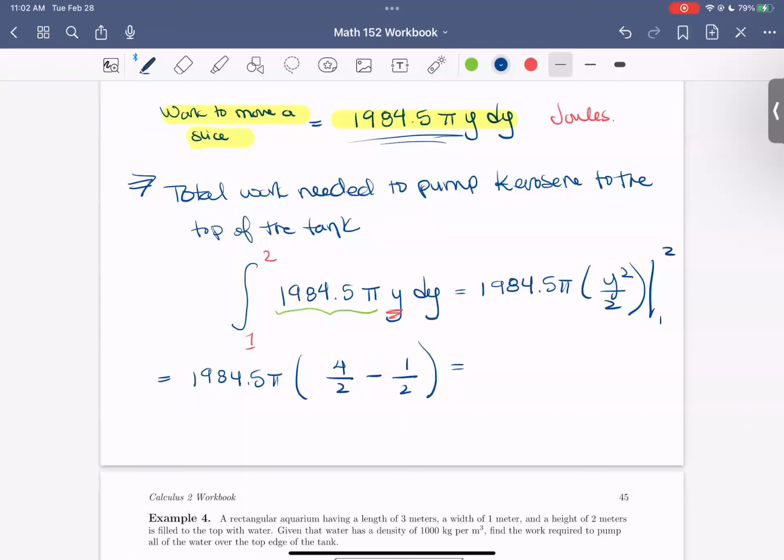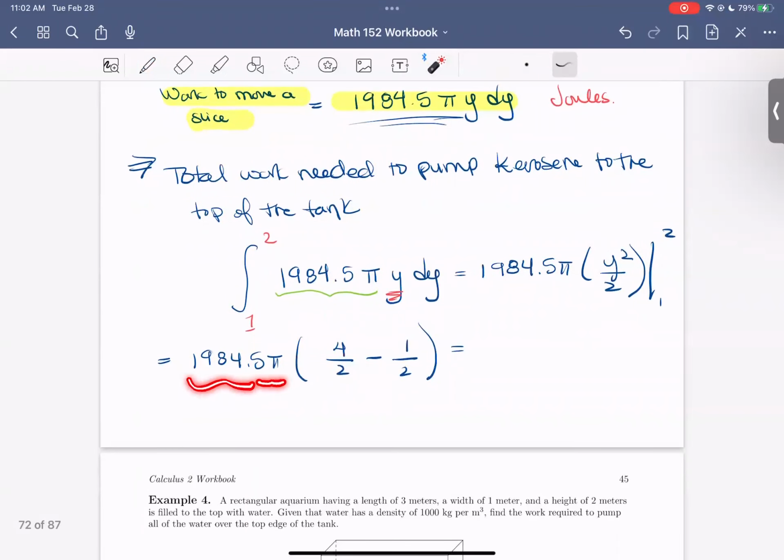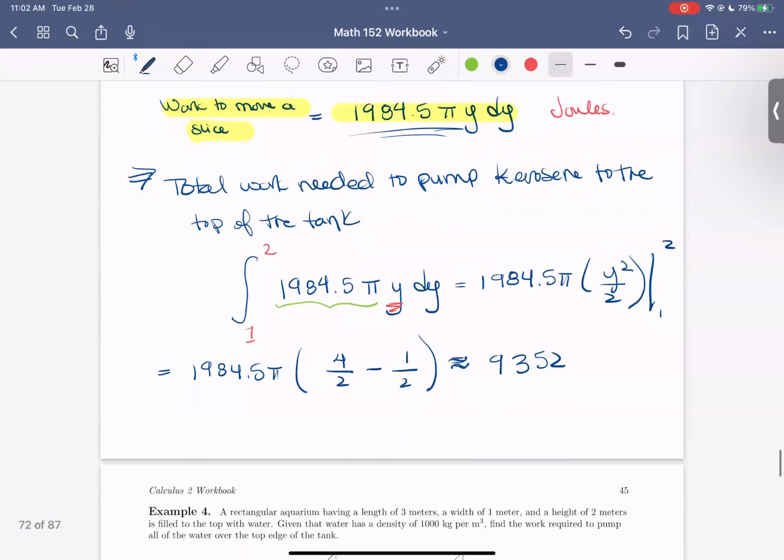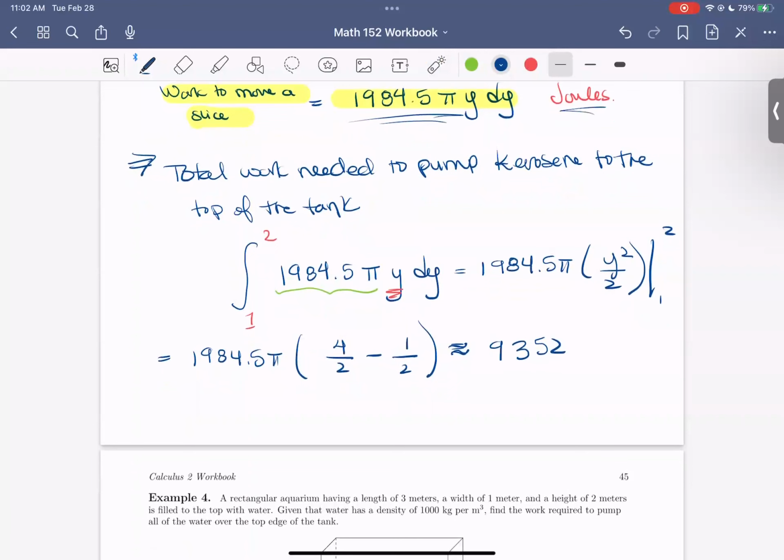All right, so at this point, we can consult our calculator and carry out all of this multiplication to compute our final solution. You can check me and carry this out for yourself, but I'm getting about 9,352. And again, we're adding up all of these little bits of work, which are joules each time. So in total, we get joules as our final unit.